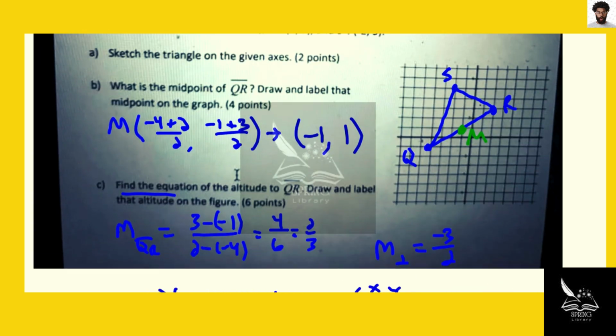I'll do it in red. -3/2 x plus 2. What I've graphed in red is your altitude.